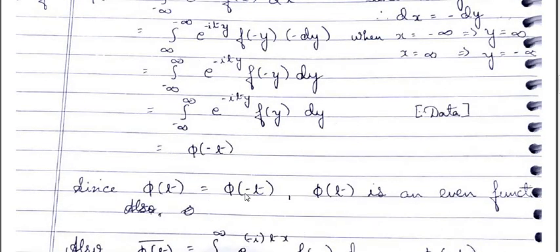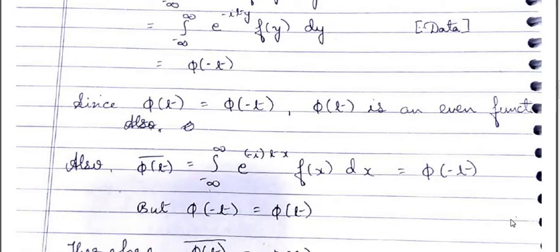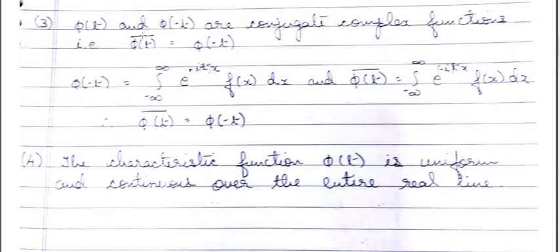Phi t is equal to phi of minus t. Phi t is an even function. So phi t bar is equal to the integral from minus infinity to plus infinity of e raised to minus i t x f(x) dx. This bar indicates my negative sign. See, here also the bar indicates a negative sign.